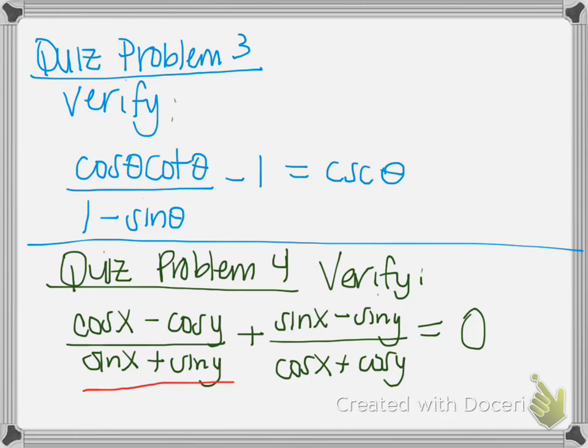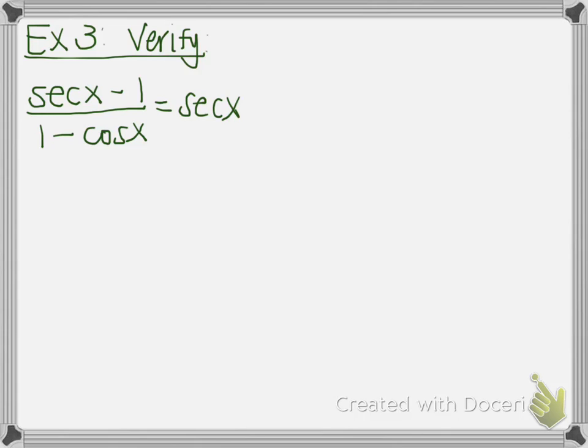And then problem 4: the left-hand side, the first term is cosine x minus cosine y, all divided by sine x plus sine y, plus sine x minus sine y, all over cosine x plus cosine y. That equals 0. So you definitely know which side to start with for that one. Okay, the last example I'm going to show you, and then I'll give you the last quiz problem, and then you're done watching the video for 5.2.